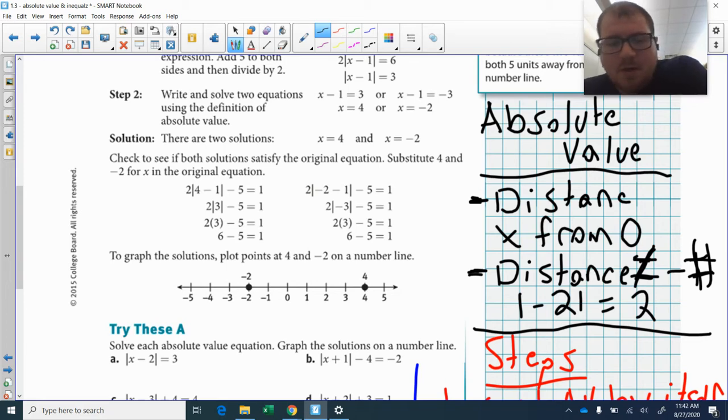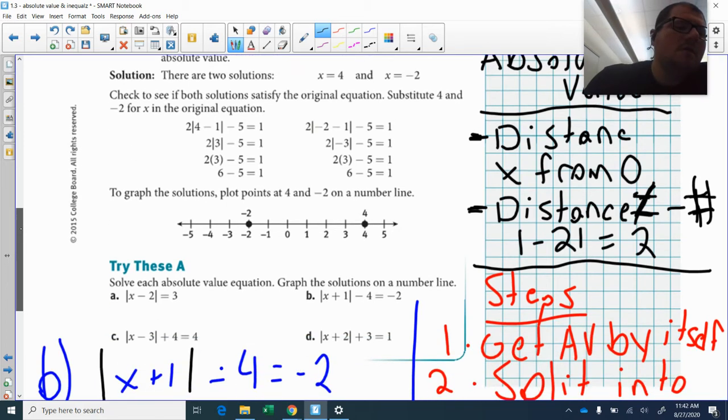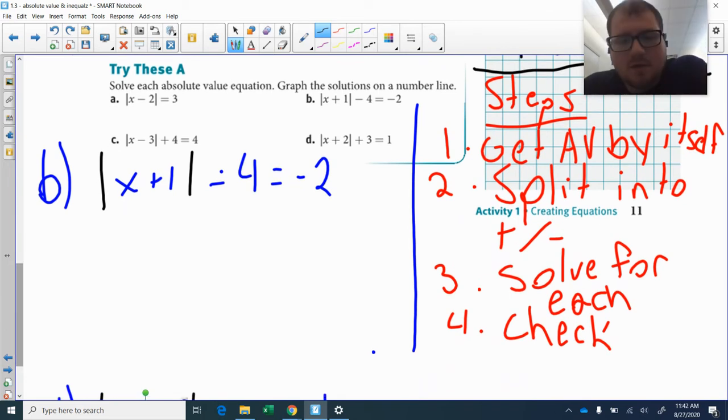But for today's lesson, we're going to be solving equations like you see here, where we are given an absolute value and we want to know what x equals to make that true. With that being said, I have a couple of steps built for you, 1, 2, 3, and 4. In step 1, we're going to get the absolute value by itself. Step 2, we're going to split into positive and negative. Step 3, we're going to solve for each, and then step 4, we're going to check our answers, an important step at the end of all of this.